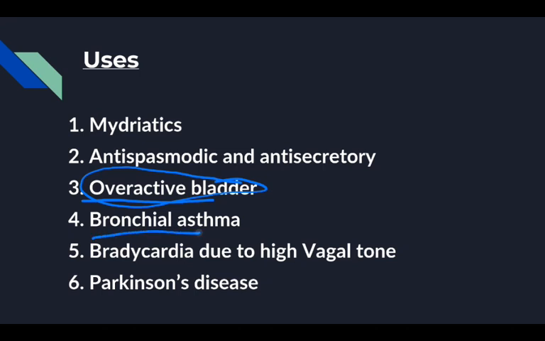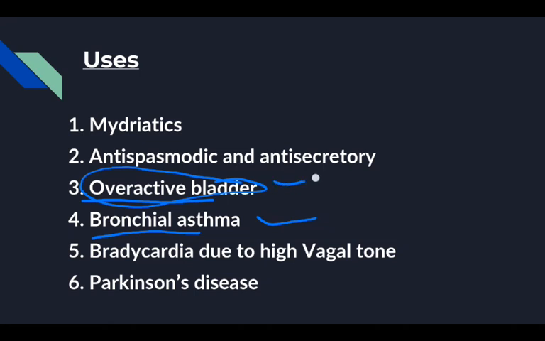Fourth one is very important use, bronchial asthma. In this, ipratropium bromide, tiotropium bromide are used. They cause the relaxation of bronchial smooth muscles and help in bronchodilation, which will allow more air to flow in.